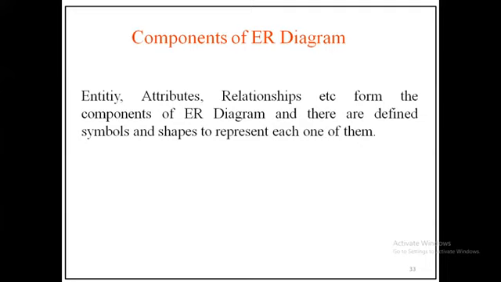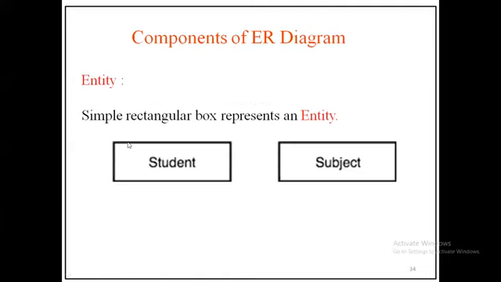Now, components of ER diagrams. Here are a few components in ER diagrams: entity, attributes, relationships. There are defined symbols and shapes to represent each one of them. These are the basic components of an ER diagram: entity, attributes, relationship. Each and every component has its own shape or symbol.